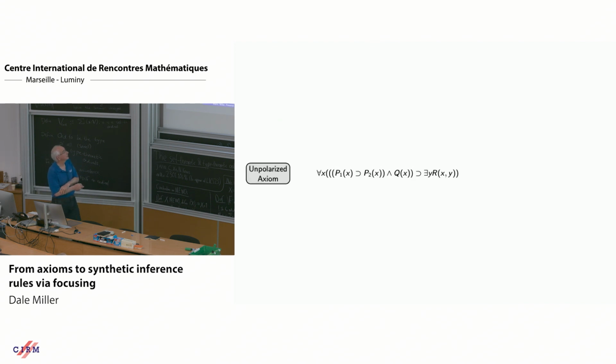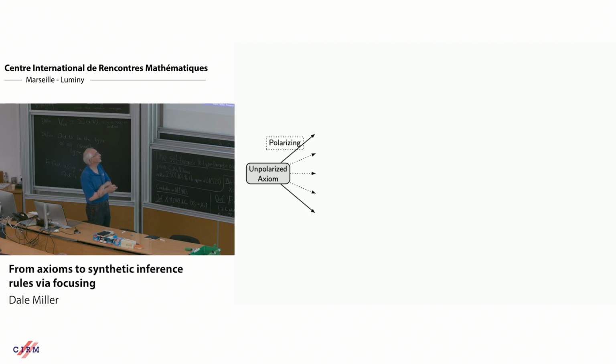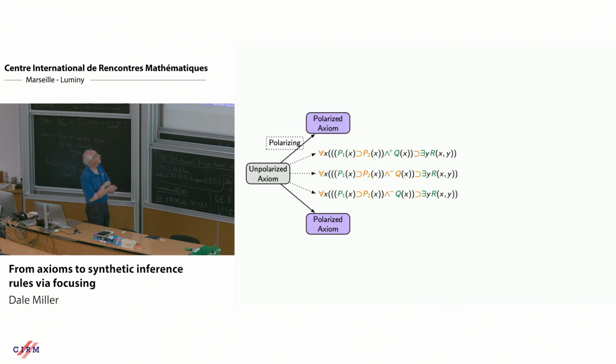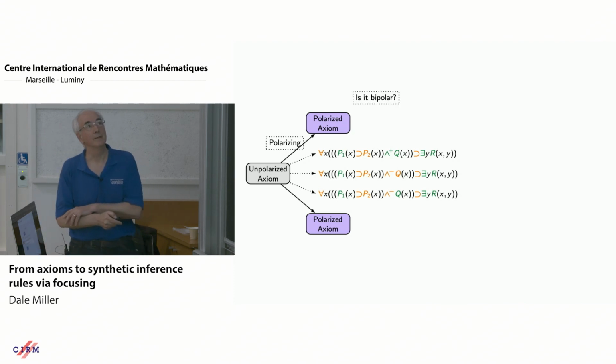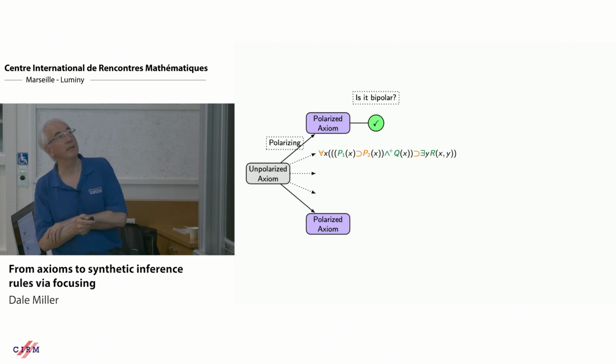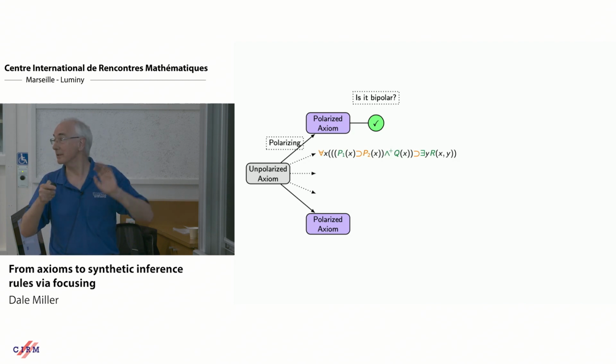All right, so let's just do a few examples. So we start off with an unpolarized axiom. There's many ways to polarize it. Let's take a few. So again, orange means negative, green means positive. There's not so many choices, but here I have a plus that's green, an and that's green, or an or that's here orange. So that's the difference. And this Q is sometimes positive, sometimes negative. And the question is, is it bipolar? Well, that formula is a bipole. It's just a matter of parsing it correctly.